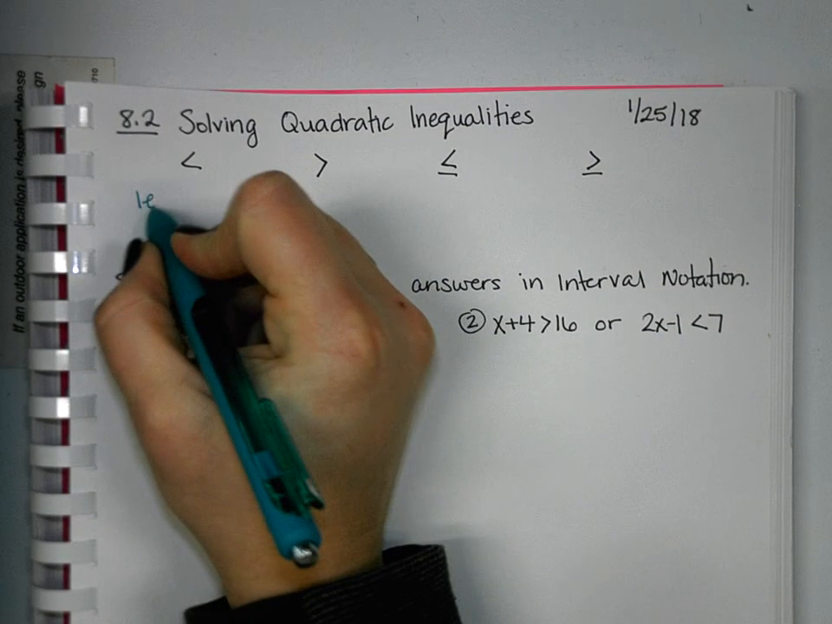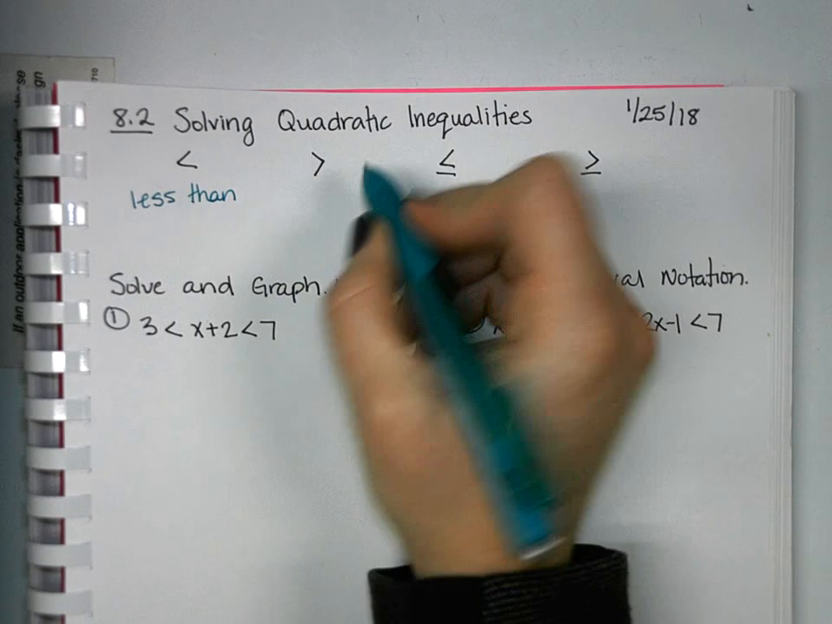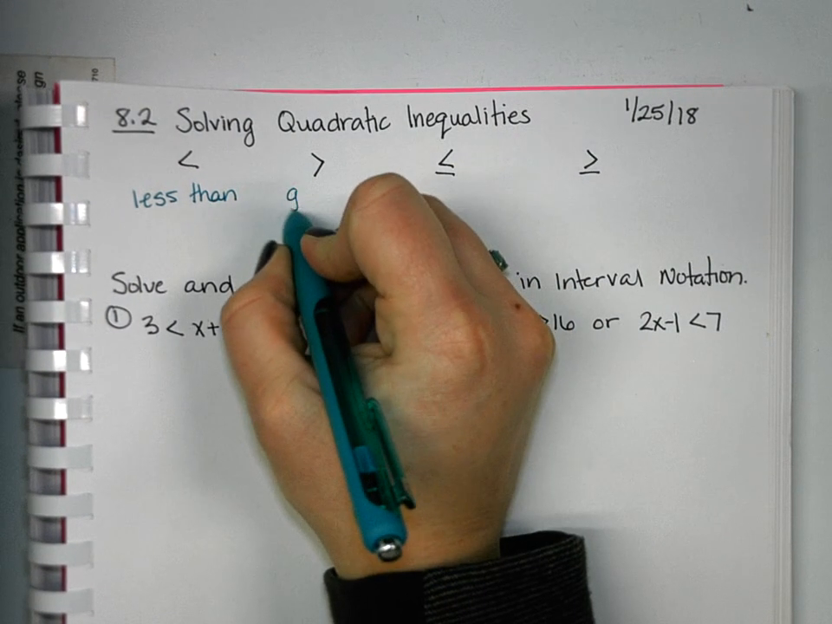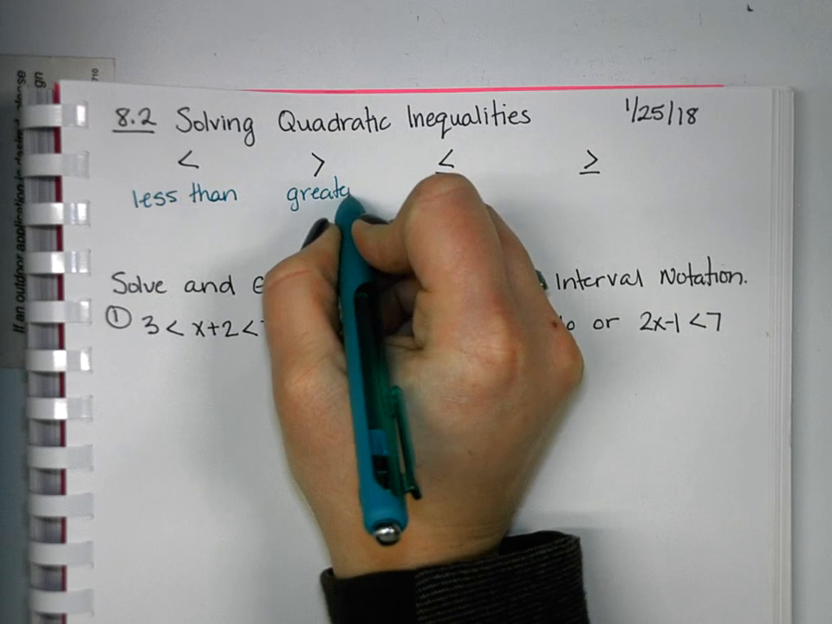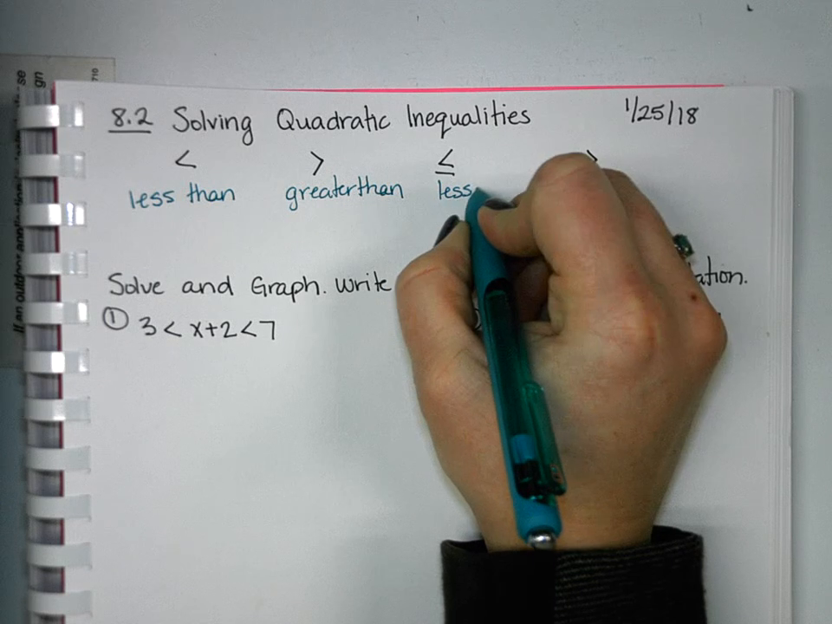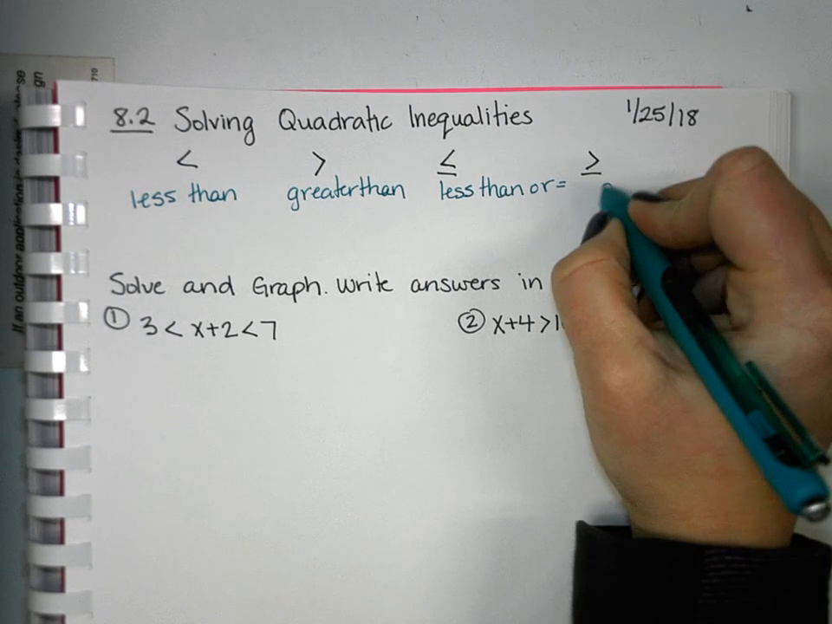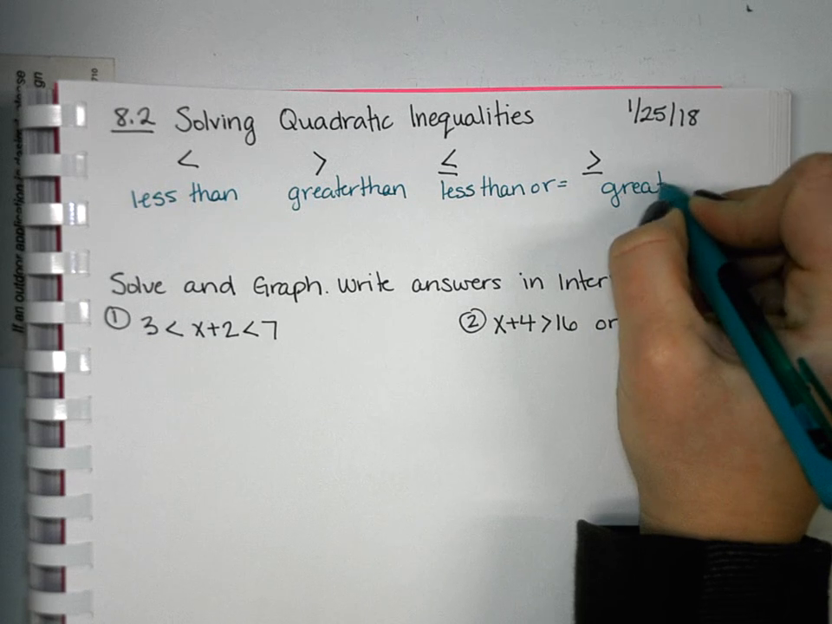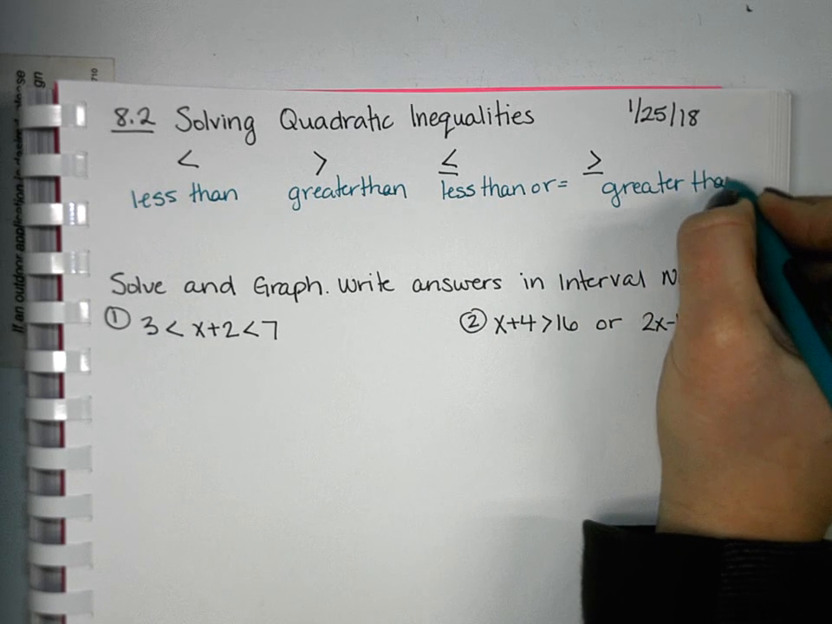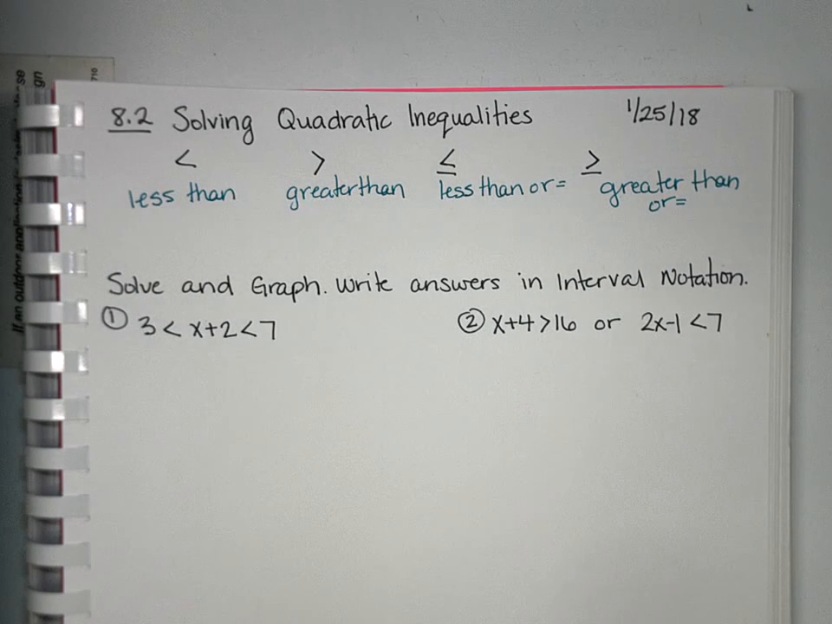We have the less than, we have the greater than, less than or equal to, and greater than or equal to. And then with each of these comes a specific notation.